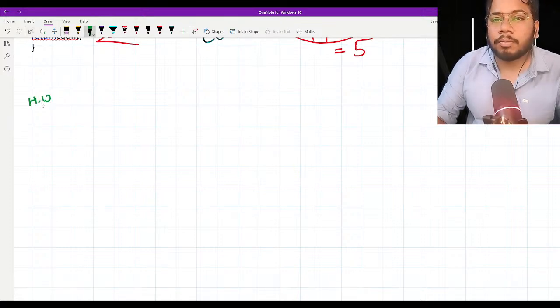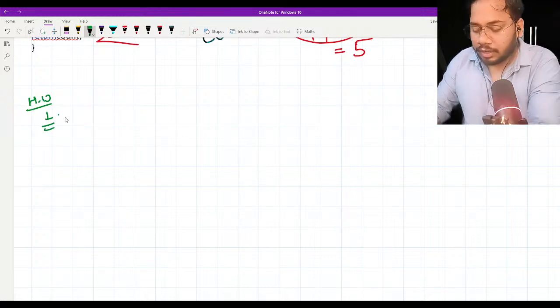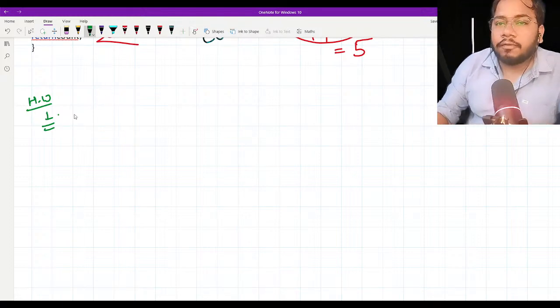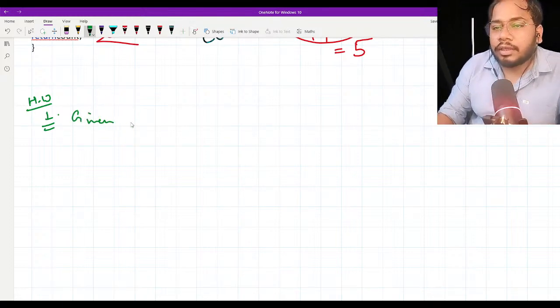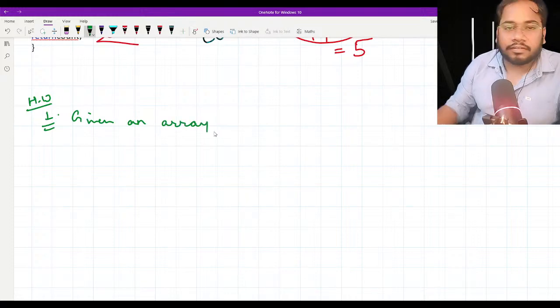Two homework problems mainly. I should have solved one, but that's okay. Given an array, you have to think. I will solve these in the next class. Okay?